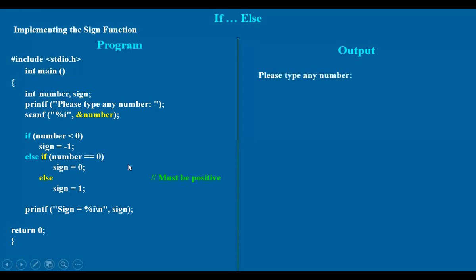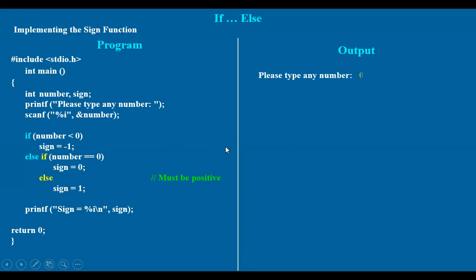Now, please type any number. It asks the number and we have entered a positive number, 100. The sign is assigned as +1. Suppose, execute it again. This time we have given a negative number, -45, and the sign is -1. So, it has ended here itself in the first stage.